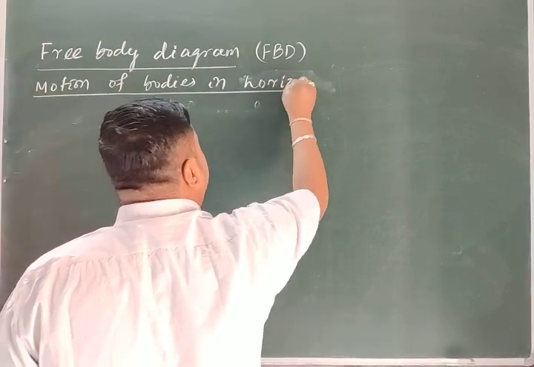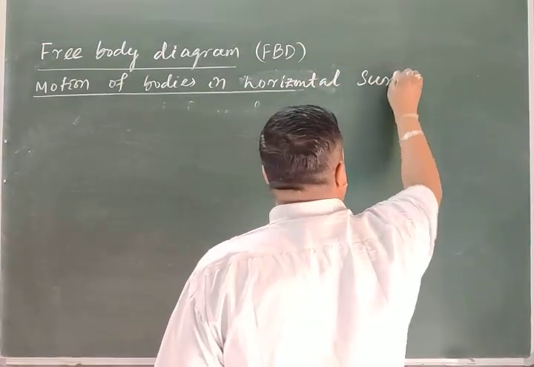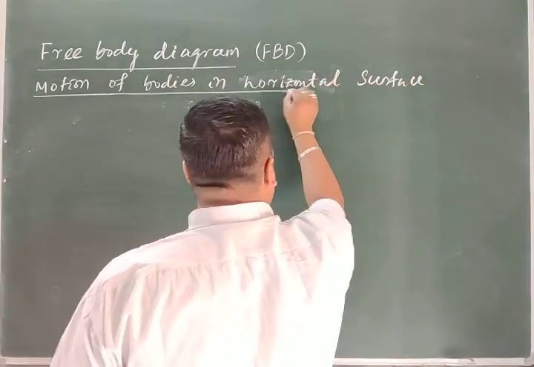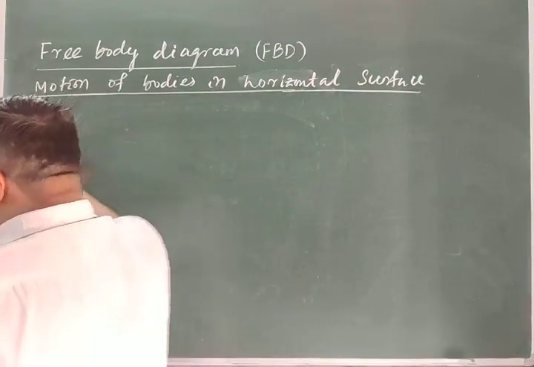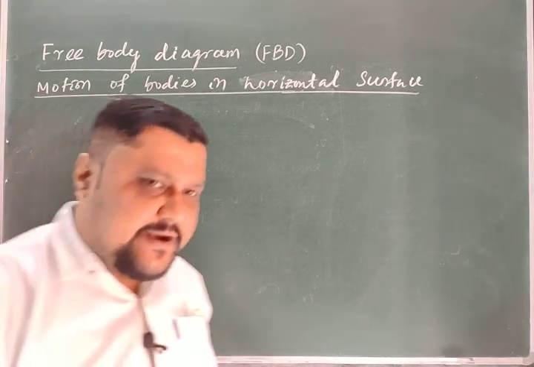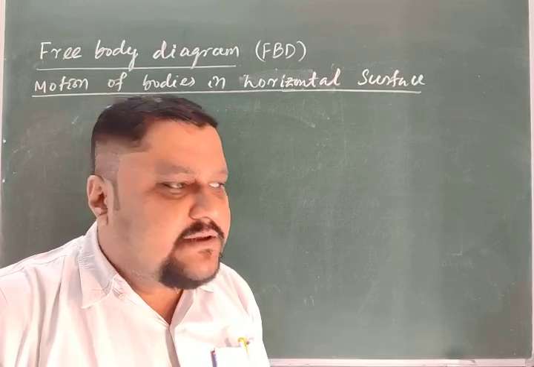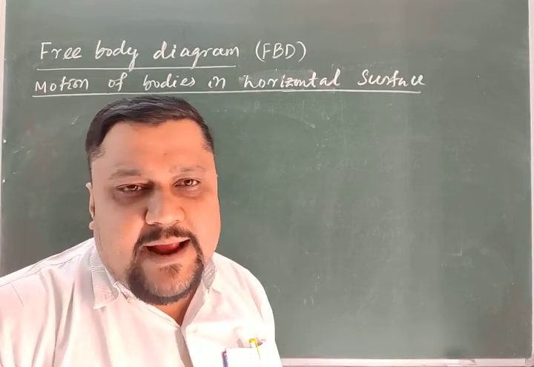In horizontal surface. It means the two bodies are connected by a string. So if a string concept comes, then in the last video we already know that if a string is connected, the tension comes into play. Because along the string, we will get a tension.